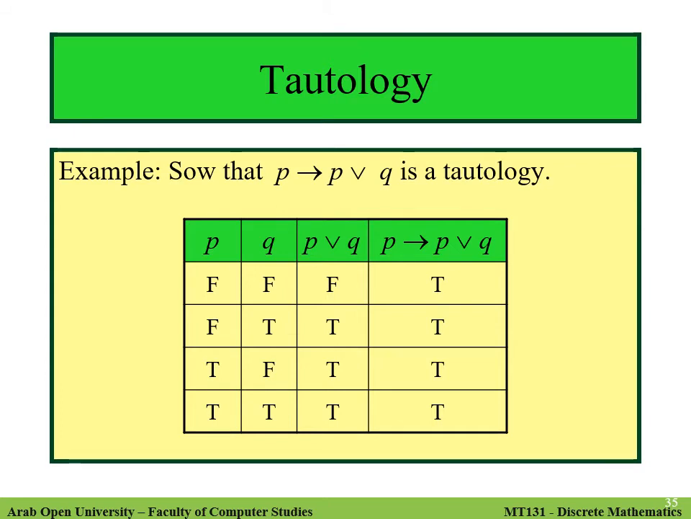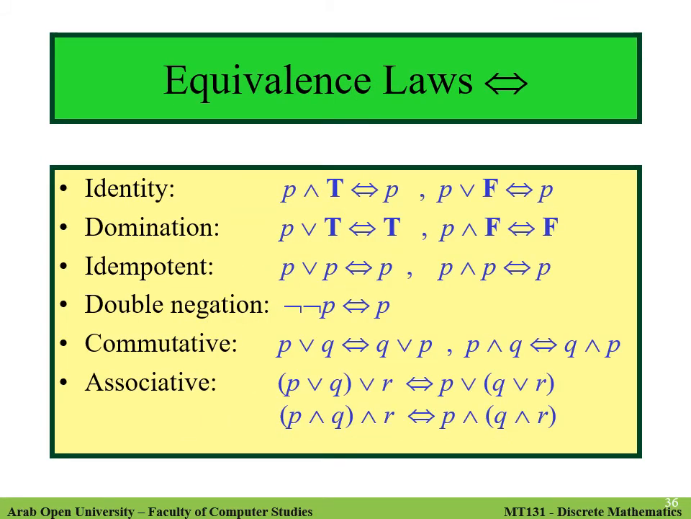Here is an example of a tautology, and we will use a truth table to prove that it is a tautology. P implies P or Q. The truth table for this proposition shows that P implies P or Q is always true, and therefore it is a tautology. We have other equivalence laws. Most of these laws are easily proved using a truth table. Now these laws, you can consider them to be true and use them to prove other formulas, as we will do in the next slide.